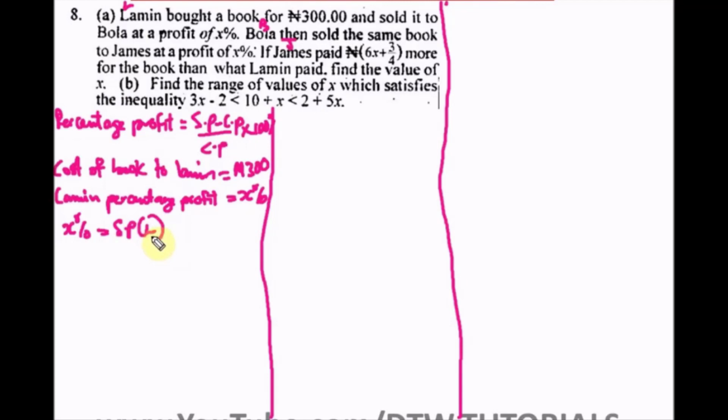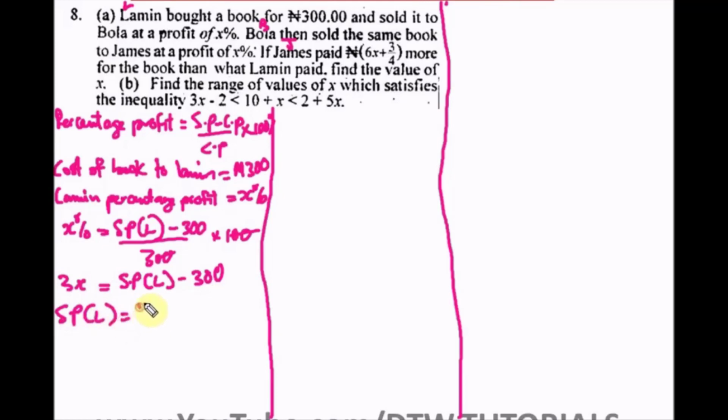So you have the selling price for Lamin, then minus cost price, which is 300, divided by 300 times 100. Okay, so from here, this 0 can cancel out this 0. Is that not it? So we have 3, we can cross multiply. So 3 times this will give us 3x is equal to the selling price of Lamin minus 300. Where our selling price is just simply carrying 300 to this side, we have a positive. So we have our selling price of Lamin will be equal to 3x plus 300.